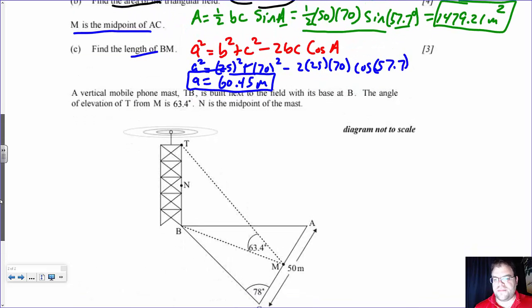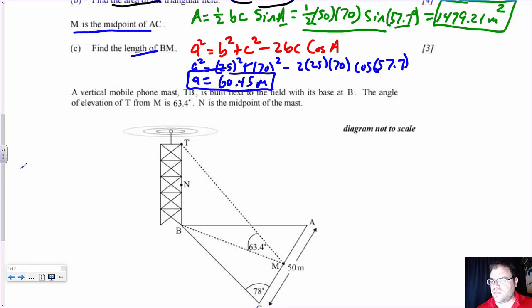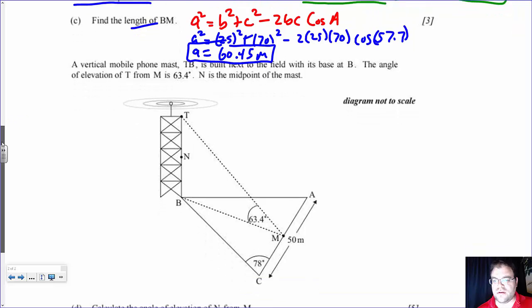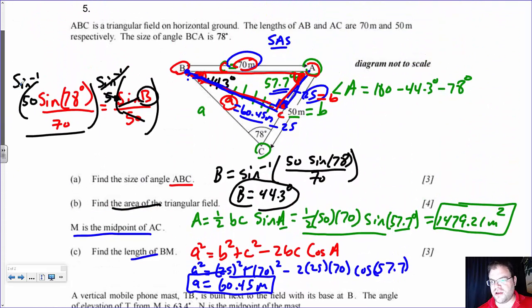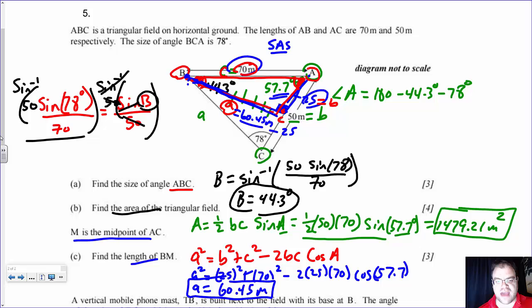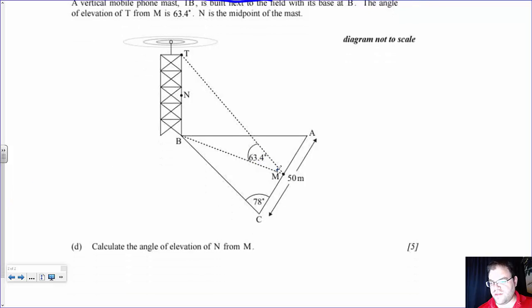Final part of this whole thing is we have a vertical mobile phone mast, and it's built next to a field with this base. The angle of elevation from M to T is 63.4. So actually what you should take notice of is that this triangle that we've just been working with up here is exactly the same as this triangle that we have down here. They just added one extra component and they gave me an angle of elevation. So if I'm standing on this point M and I'm looking up at point T, I'm looking up at this angle of elevation, 63.4.